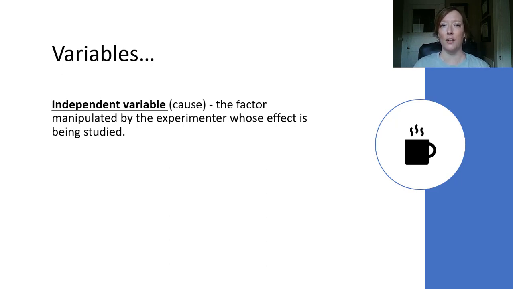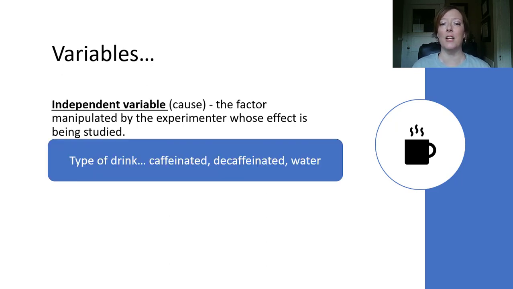It's the thing that causes, in theory, whatever effect or mental process you are hypothesizing about. It's the factor that's being manipulated by the experimenter whose effect is being studied. You want to see what that thing does to the teachers. It's the type of drink. So caffeinated, decaffeinated, or that brown coffee flavored water.